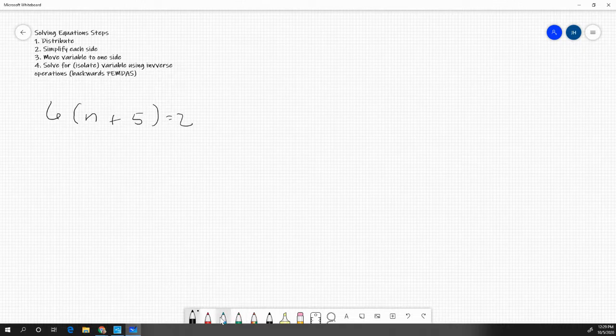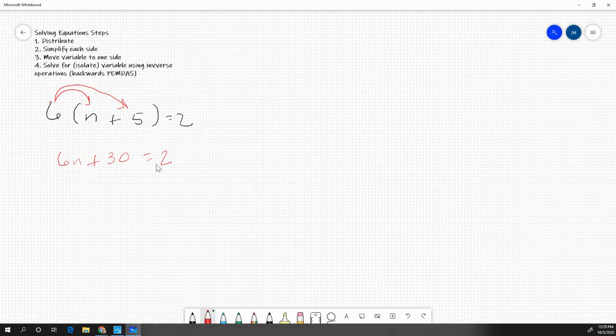And so if I want to distribute here, I am going to distribute the 6 into each of these pieces. So I'm going to multiply 6 times n, and then I'm going to multiply 6 times 5. 6 times n is just going to give me 6n. 6 times 5, well, that's just plus 30, equals 2. Now, I haven't changed anything on this first side, so there's nothing I've done to it that I actually have to do to the other side of the equation yet. That's going to start to change now, right?